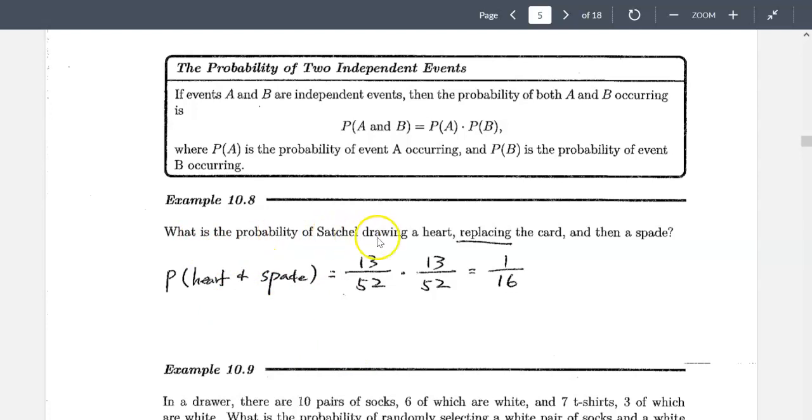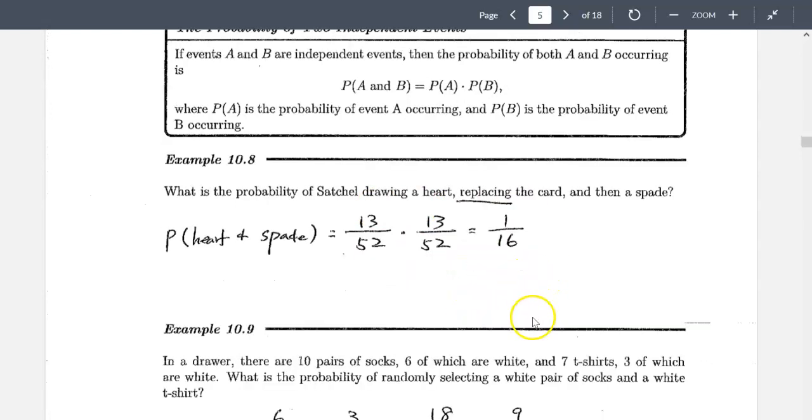So let's do another one. What's the probability he draws a heart, replaces the card, and then draws a spade? Well, if you draw a heart, what are the chances of getting a heart? 13 out of 52. And multiply a spade. Well, there's still 13 out of 52. These two events are independent because you replace the card. Every time you draw a card and replace it, you start over again. So the probability is a heart times a spade. It's not dependent, so you don't have to worry about how many cards are left in the deck because it starts over. So you multiply and reduce, you get 1/16.